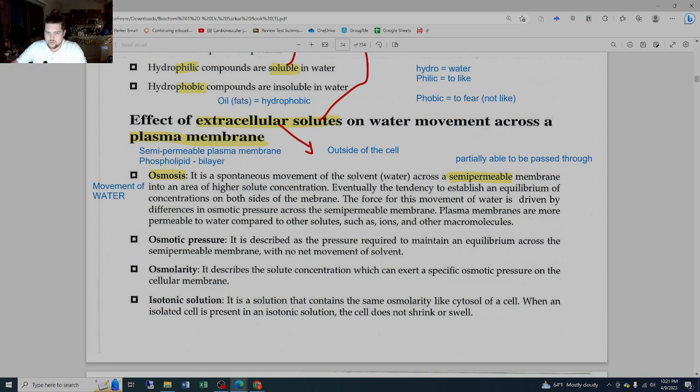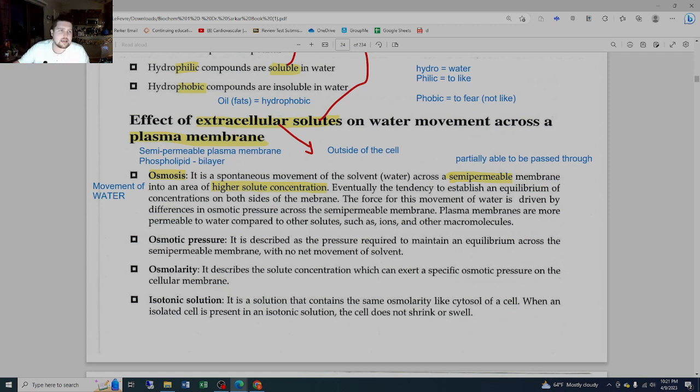Okay, so water crosses a membrane into an area of higher solute concentration. So remember what solute is? I'm trying to repeat the definition. The solute is the stuff that we dissolve into it, so the sodium chloride. So if there's a higher concentration of it on the other side, meaning that there's more of those particles there, the water is going to travel to the area of higher concentration. Eventually, the tendency is to establish an equilibrium of concentration on both sides of the membrane.